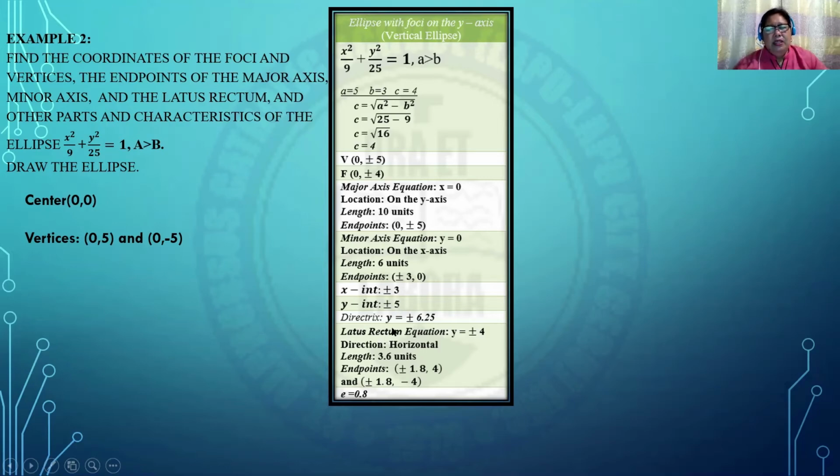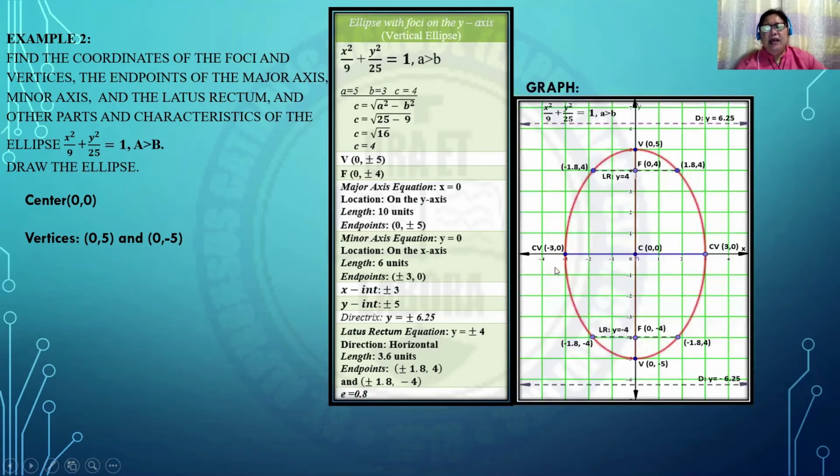For the directrix or directrices, we have y is equal to positive 6.25 and y is equal to negative 6.25. For the latus rectum, we have positive and negative 4. Direction, it's horizontal. The length of the latus rectum is 3.6 units. The endpoints, we have positive negative 1.8 and positive negative 1.8, negative 4. Eccentricity is 0.8. And this is the graph.